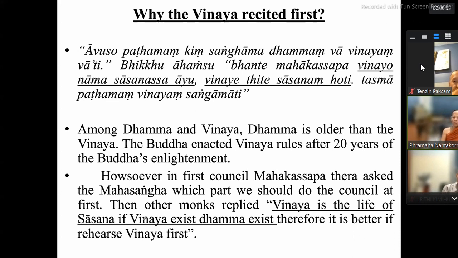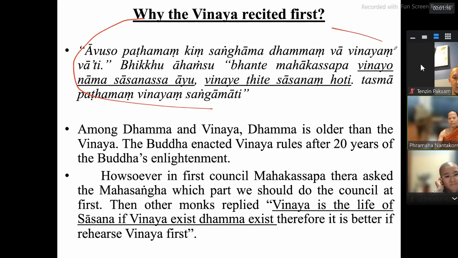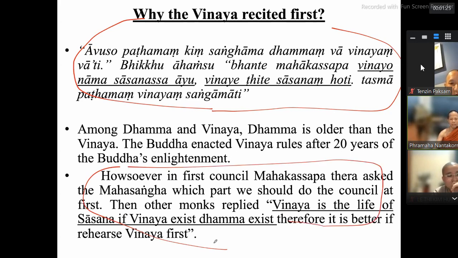And I put the question: why was the Vinaya recited first? You see? The answer is here. This is the question, this is the answer. This is the answer in Pali, and this is the answer in English. This is the translation, sorry, from the question: why was the Vinaya recited first?